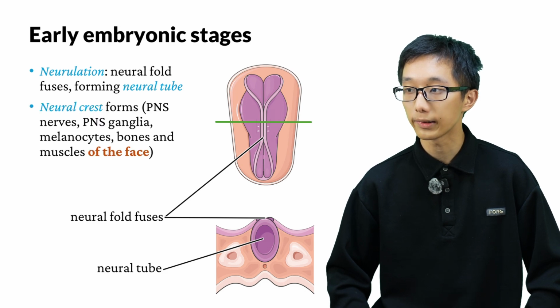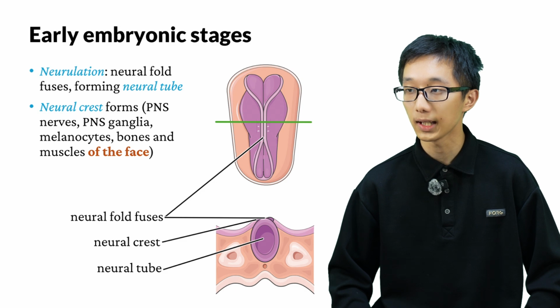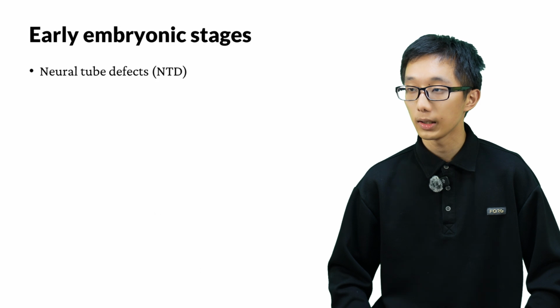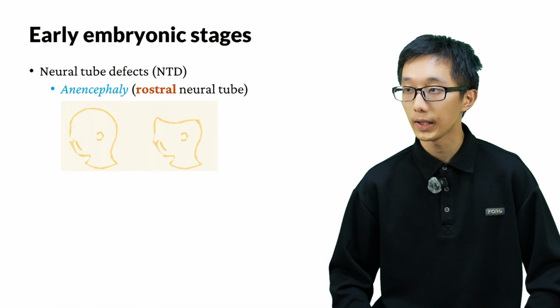Besides, the neural crest also forms. The neural crest here will form the PNS nerves, the PNS ganglia, the melanocytes in the skin, and the bones and muscles of the face. At this stage, if neurulation fails, we have neural tube defects. These vary in severity. The most severe one would be anencephaly. Failure of closure in the rostral neural tube will cause the brain to fail to form.